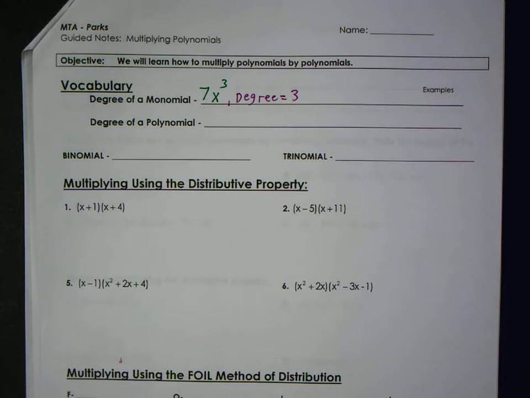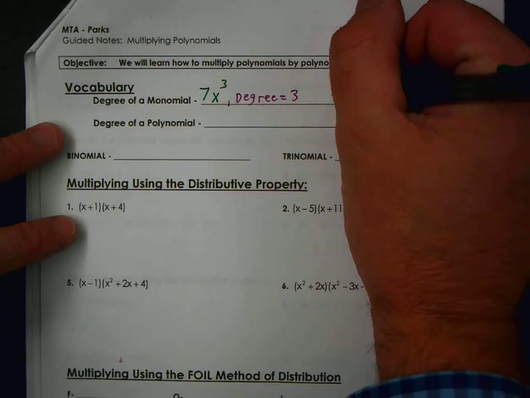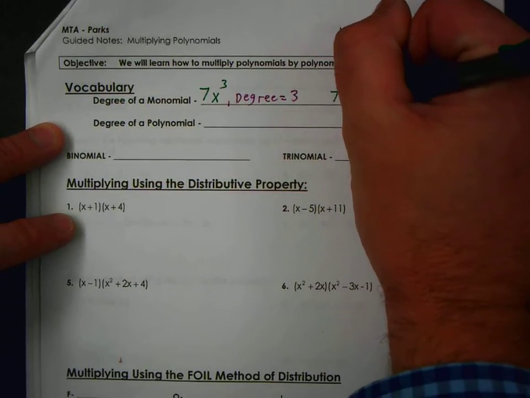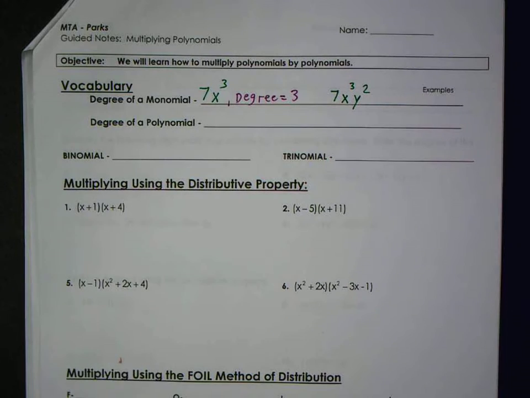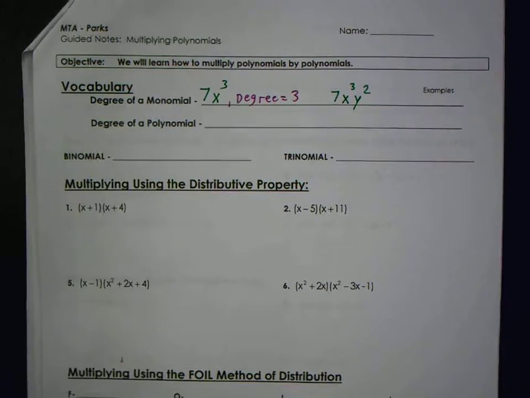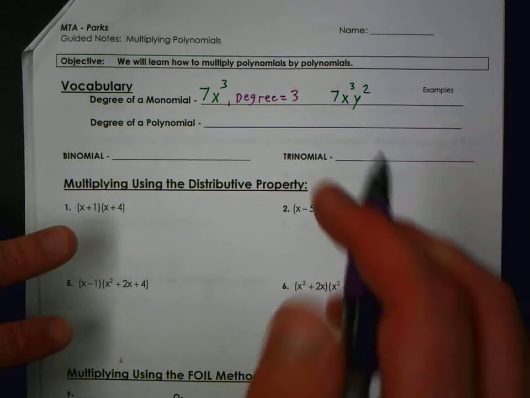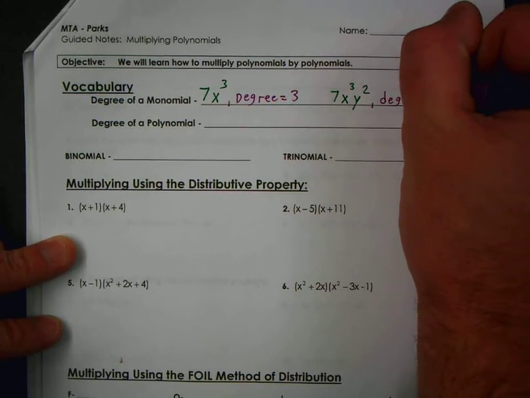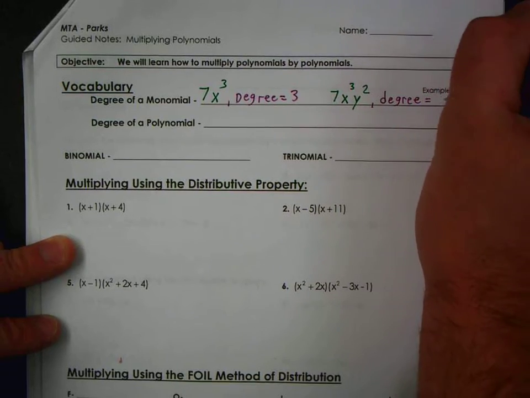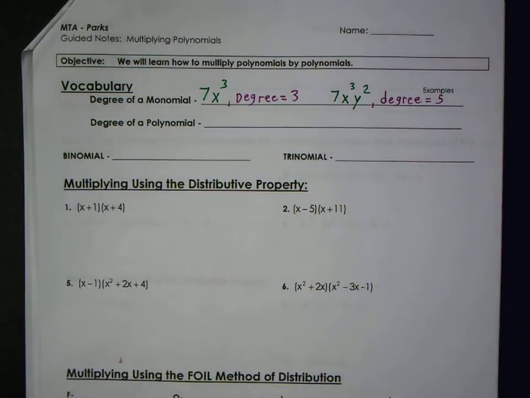And I have seen trickier ones, such as 7x cubed y squared. That is still a monomial because there's no plus or minus signs. If it's a monomial, you just add the exponents. 3 plus 2 is 5, so degree equals 5. And I have seen this on the ACT.